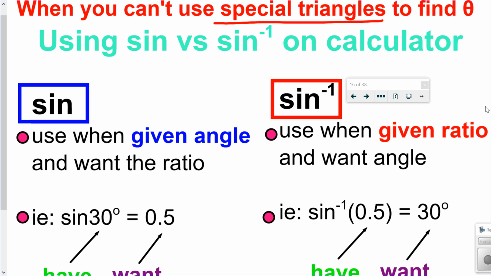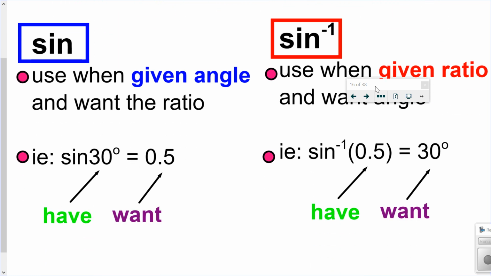So the only difference between special triangles and not special triangles is the reference angle. Everything else is the same. So if I have a special triangle, I can find the reference angle. It's going to be 30, 45, or 60. But if I don't have a special triangle, I have to go to my calculator.